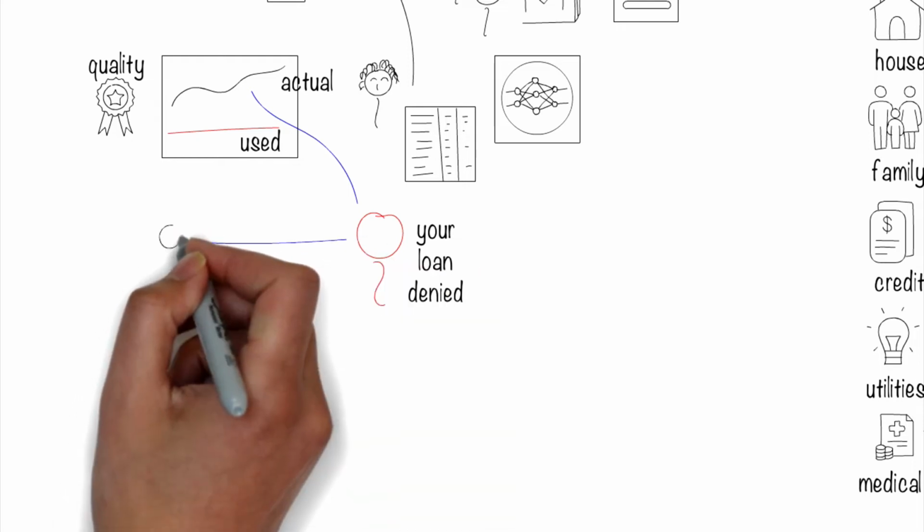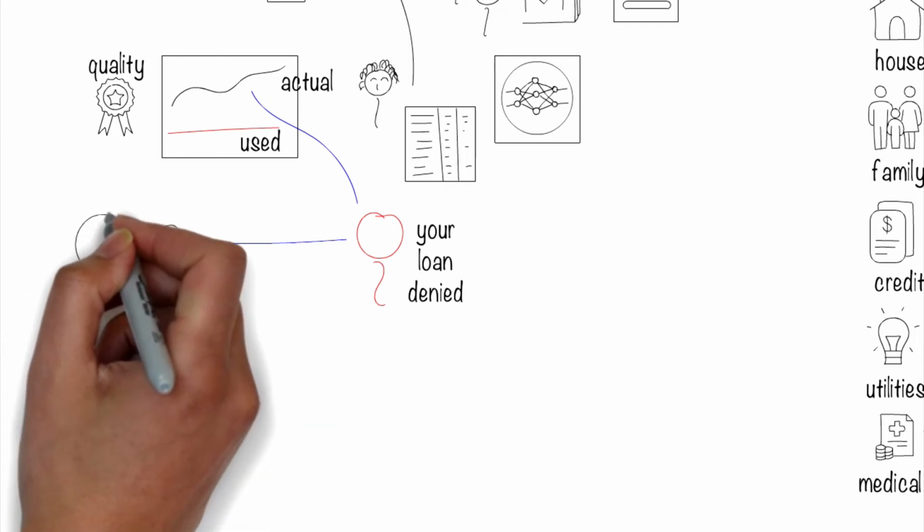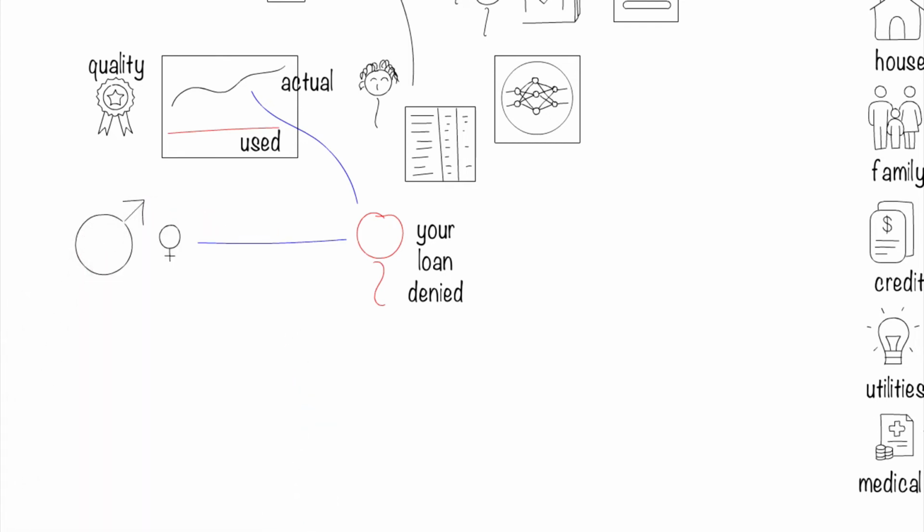Data bias. If the bank historically approved relatively more loans for men than women, then the system will think that gender was a factor, and it learns that pattern. You incorrectly got denied because you are a woman.